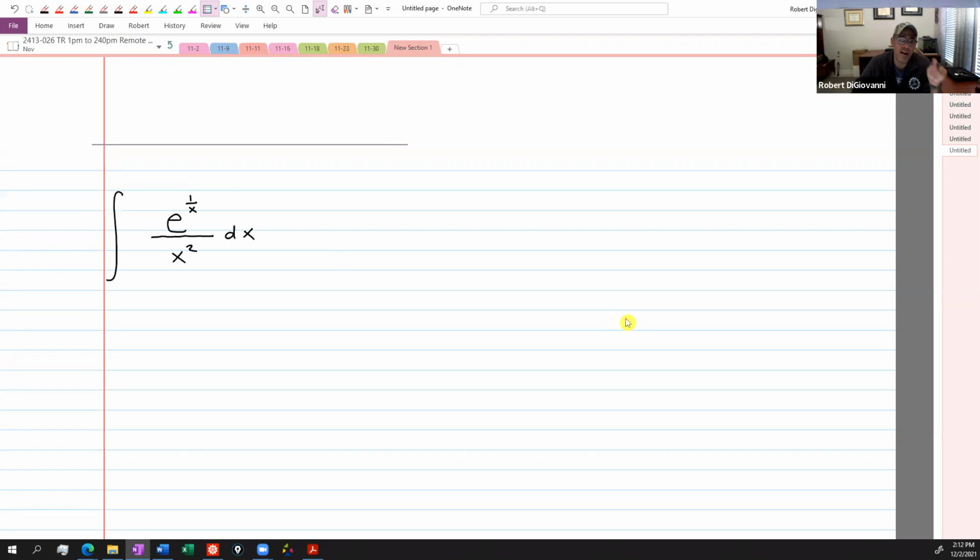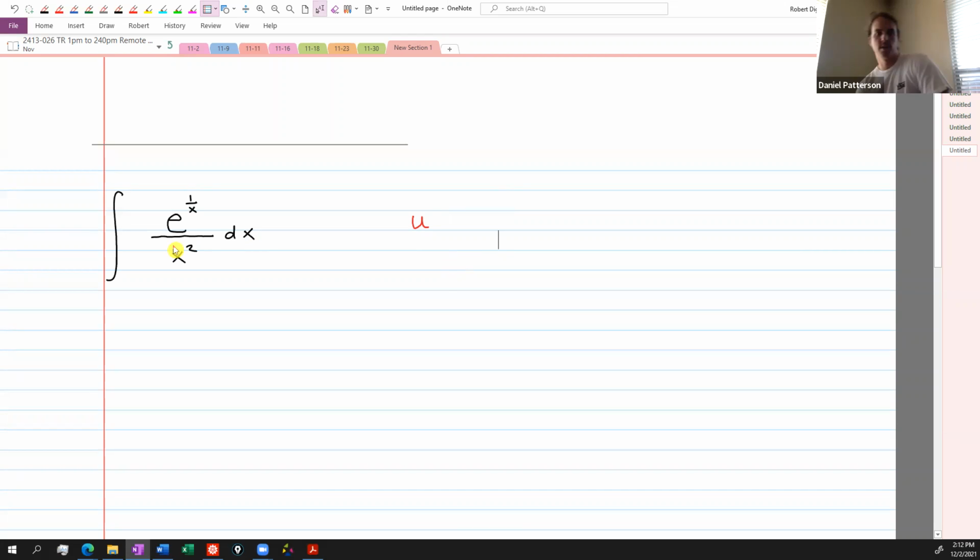Here's what I'm thinking. I'm not going to let u equal e to the 1 over x. The reason I'm not going to do that is because the derivative of this would involve another e to the 1 over x, and I only have one of them here. So e to the 1 over x is too much. What else can I maybe consider? 1 over x would be a consideration. So these are some things I can think about.